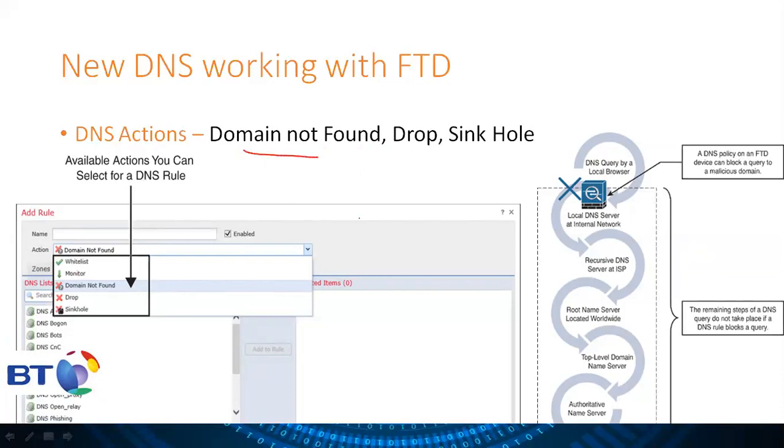If I create a policy and a user tries to access a gambling website like 777.com, we don't respond to the query at all, or for 777.com, the gambling website, we respond back to the user that the domain was not found, or you can just drop it.